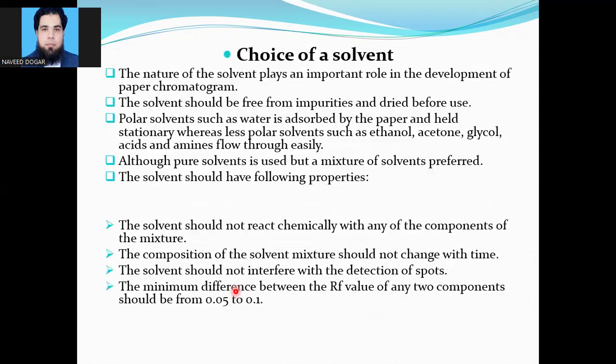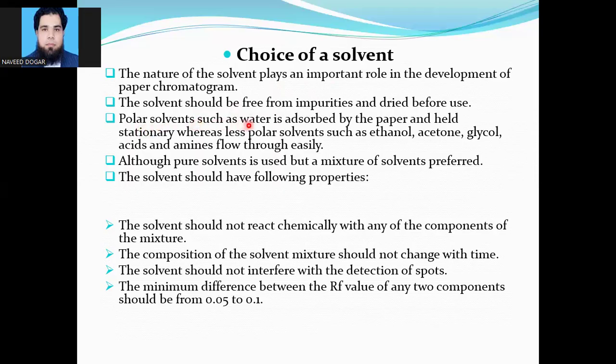Now we go forward: choice of the solvent. Now I'm talking about the solvent which is used as a mobile phase. One of the important points we must consider before choosing the solvent is that the nature of the solvent is very important in the whole process of chromatogram development. So the solvent should be free from impurity, and it should be dried before use. If the solvent is not water, we have to remove moisture from it.